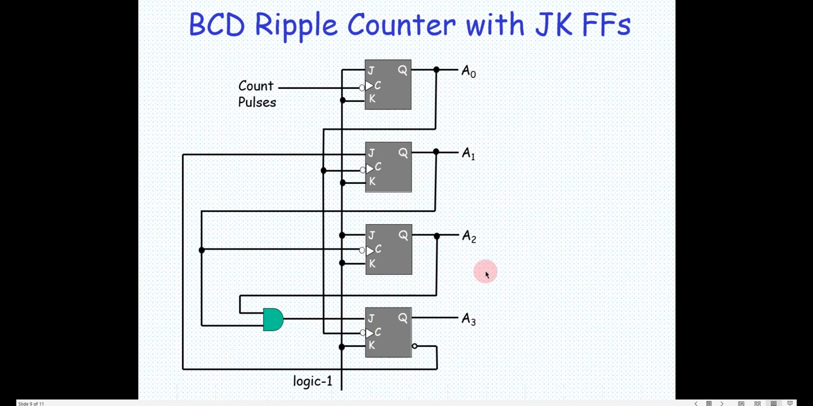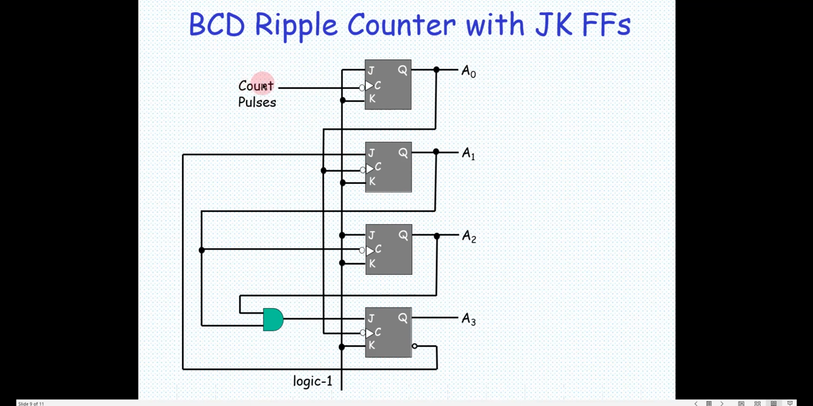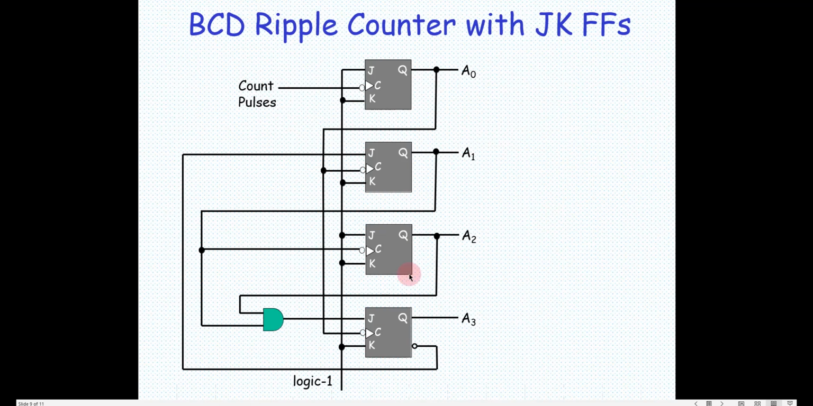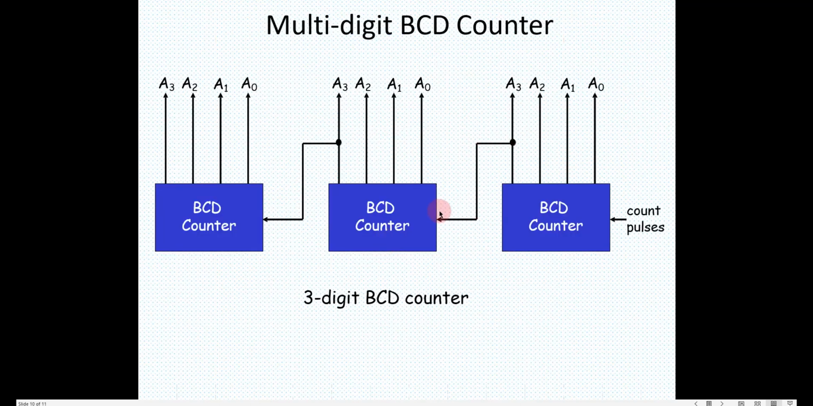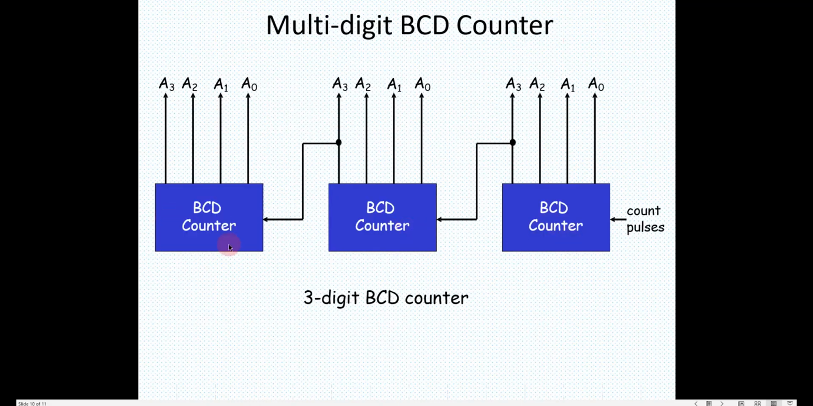So mostly in asynchronous design, through visual inspection itself, we can simplify the circuits. If I require a multi-digit BCD counter, like if I have to count 100, 101, and after 99 it has to go to 00, each of them will be a BCD counter. And then the initial clock will be given here, and A3 of this whole block which we have done will go as the input, the clock input for the next counter. So this is how a multi-digit BCD counter can also be implemented.